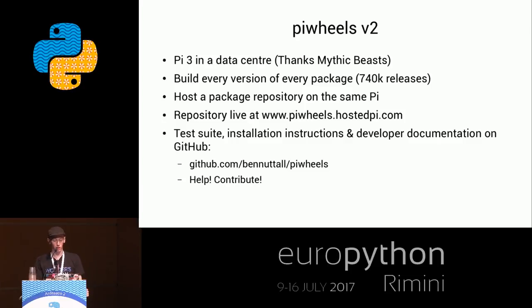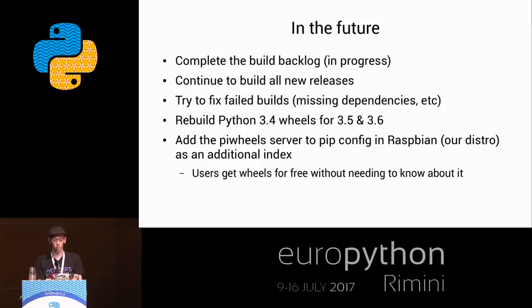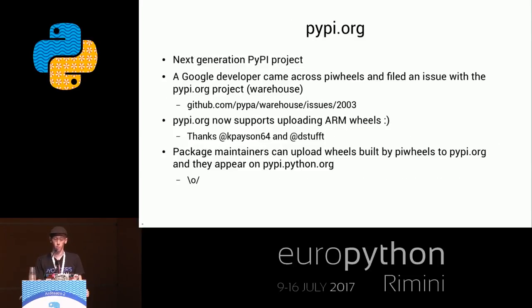This build run is likely to take a lot longer, but I'm going to have to come up with a solution for that. There's a test suite and installation instructions and developer documentation on GitHub as well, so do take a look at that. I need to complete the build backlog, continue to build old releases, try to fix anything that failed, rebuild for different Python versions, and see if we can in Raspbian actually configure pip to use this as an additional index so that users get PyWheels for free without needing to know about it.